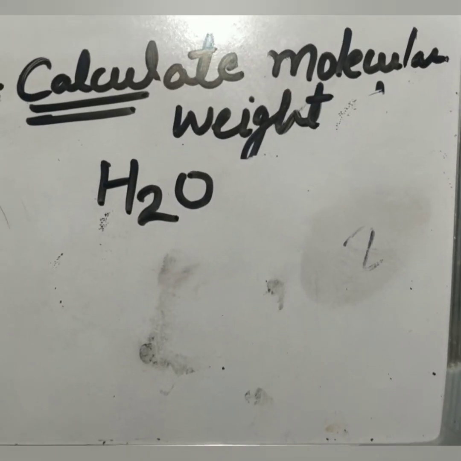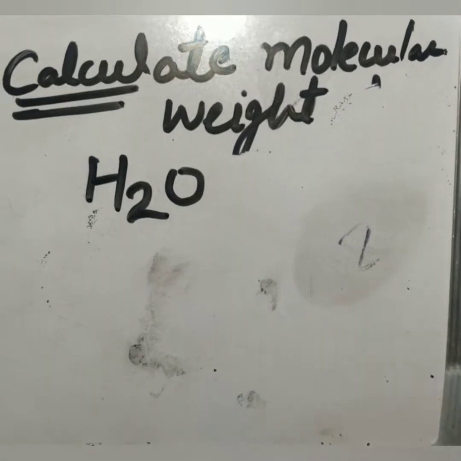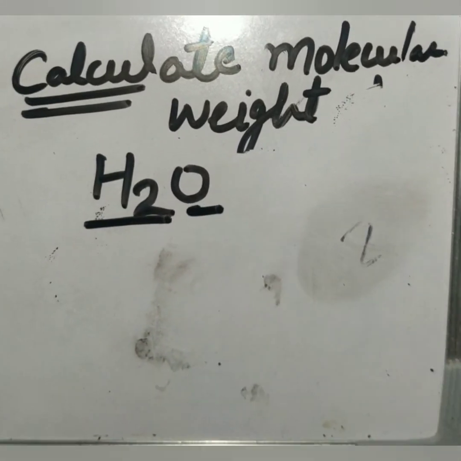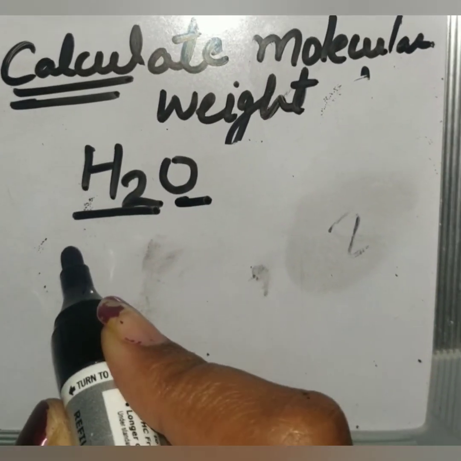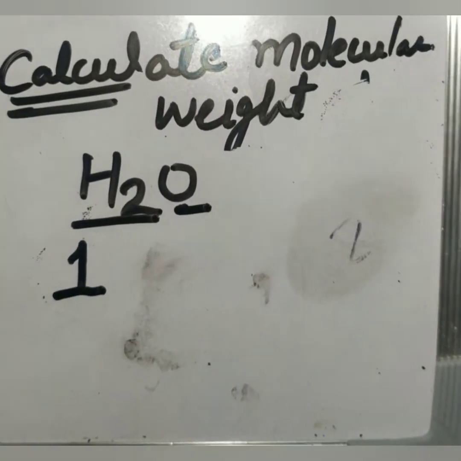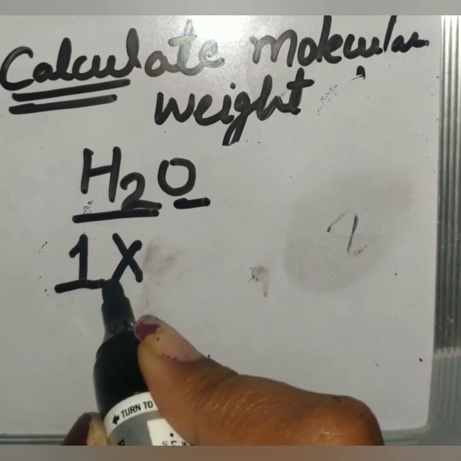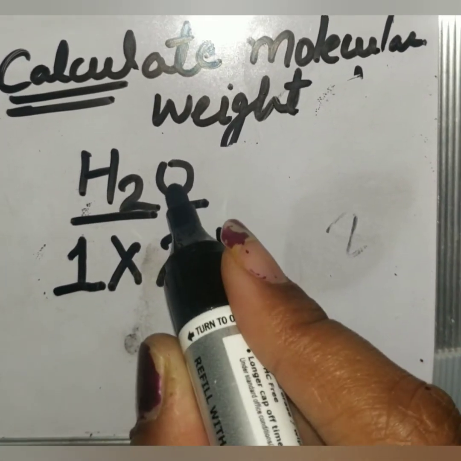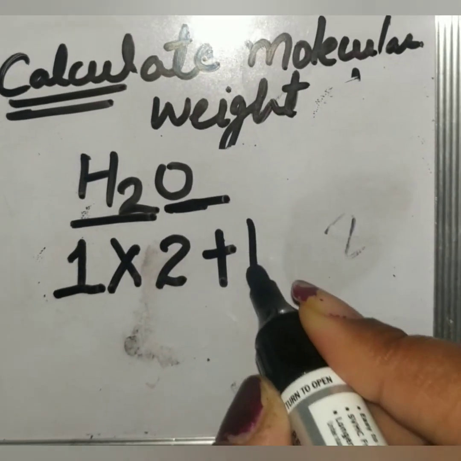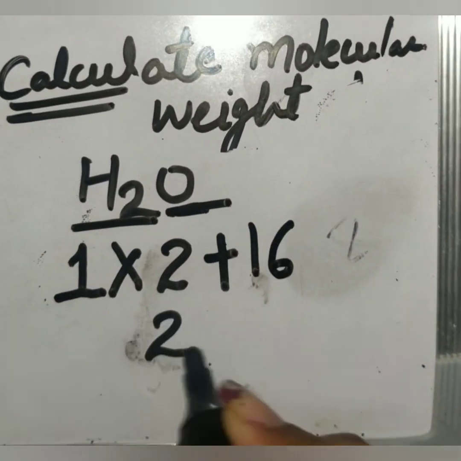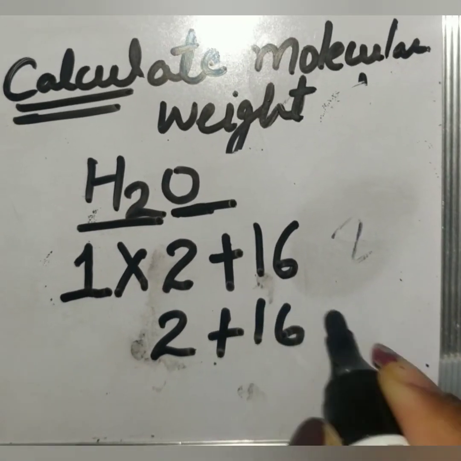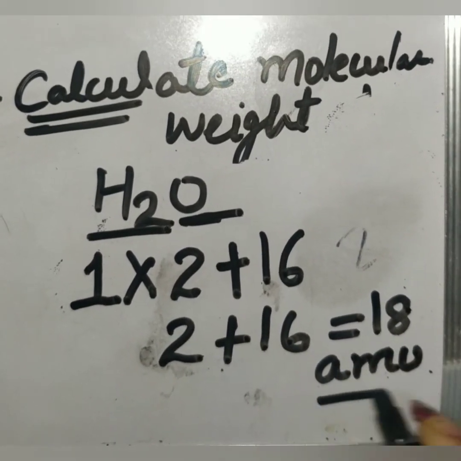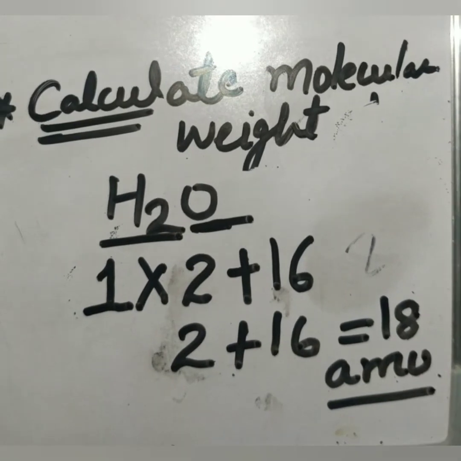Now we learn to calculate the molecular weight of water. Here two atoms of hydrogen and one of oxygen are present. The atomic mass of hydrogen is 1 and two atoms are present, so we multiply by 2, and add the atomic mass of 1 oxygen, that is 16. So the total molecular weight is 18 AMU. AMU stands for atomic mass unit.